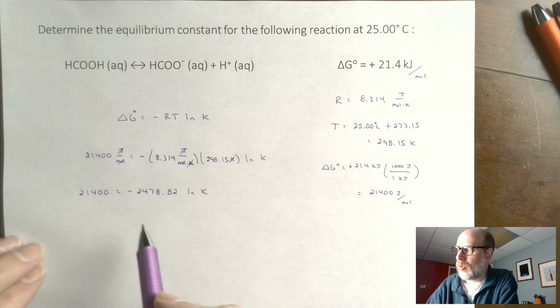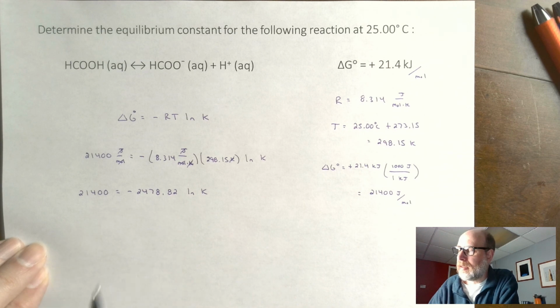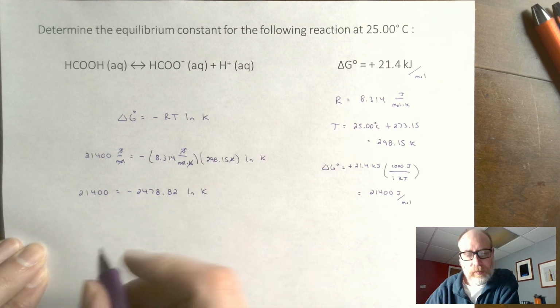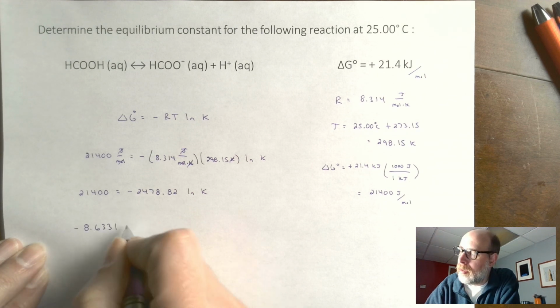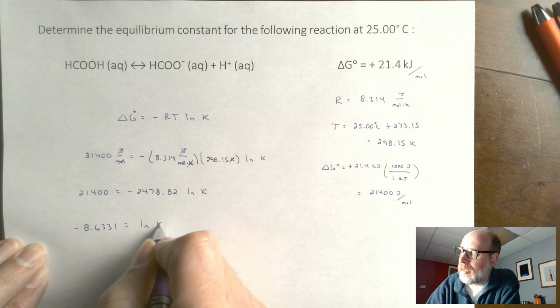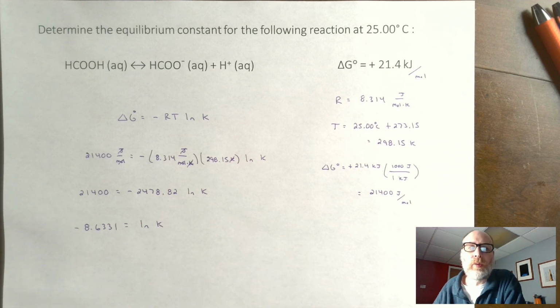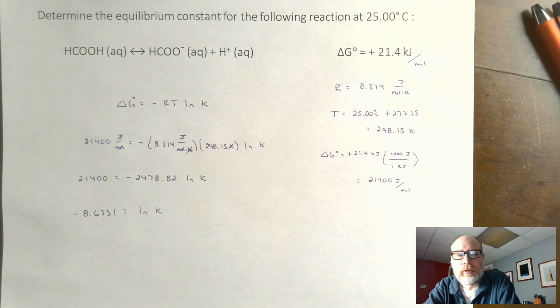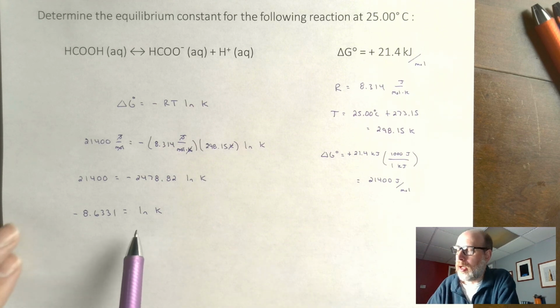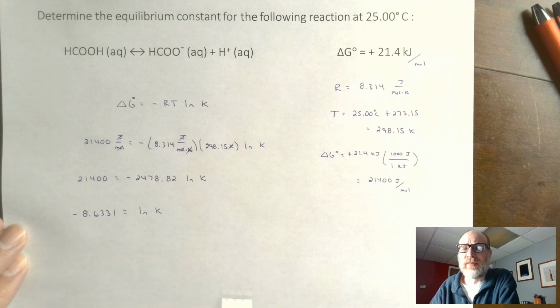So let's go through. We're going to divide both sides by negative 2478.82, and we get minus 8.6331 equals the natural log of K. And again, we're back to that point with logarithms. Like I said, I had to punt on doing a lot of instruction on logarithms, but I did send you a link above. You really ought to take a look at that. It's really quite good.